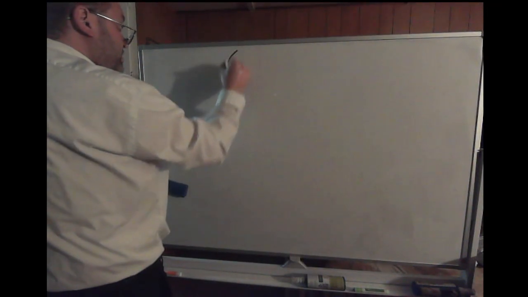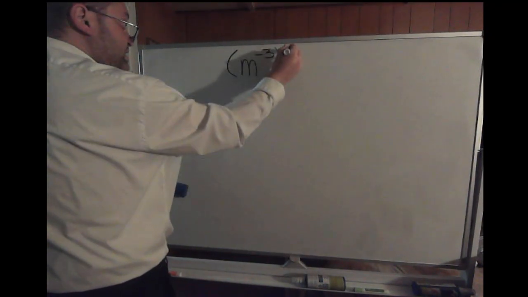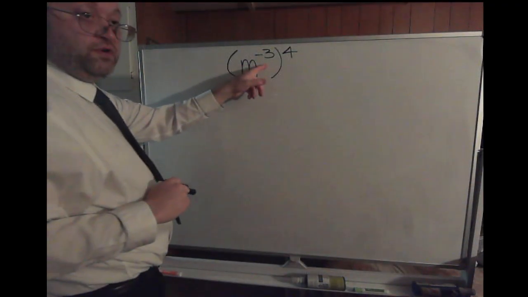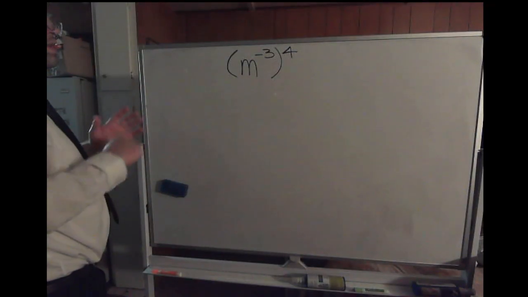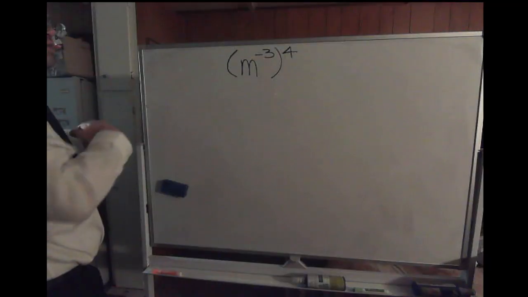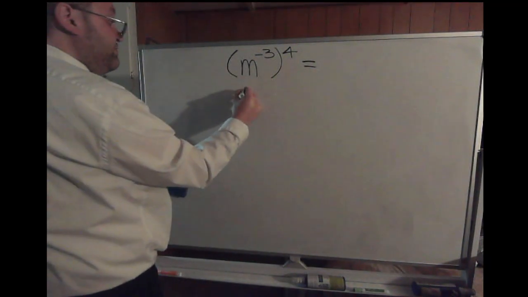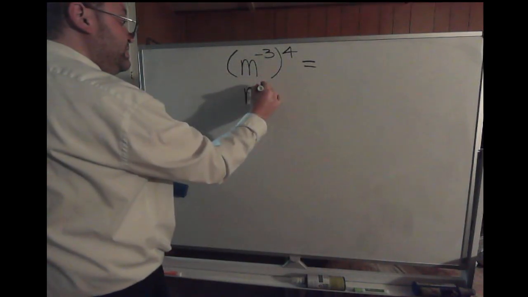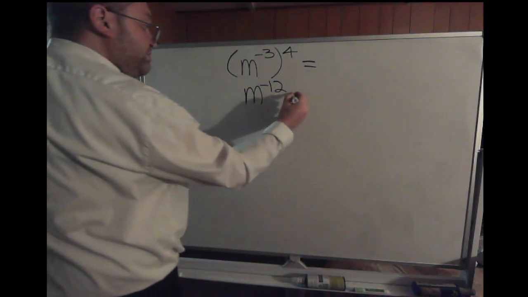Alright, fun one. We have the quantity of m to the negative third, that quantity, to the positive fourth power. If we remember the rule for a power to a power, you just take the powers and multiply them. So you would have m, then negative 3 times positive 4, that'd be to the negative 12 power. So now you have m to the negative 12th power.